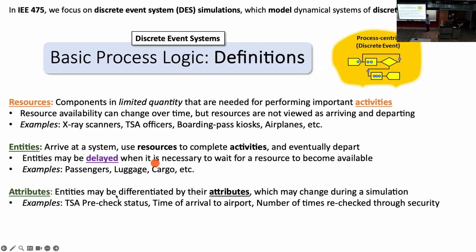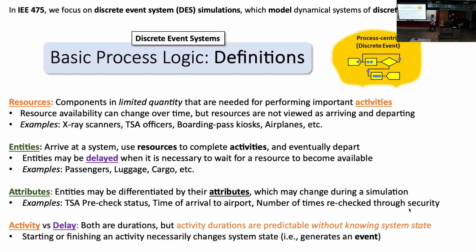Examples of that: whether someone has TSA pre-check status, when they arrived at the airport, the number of times... This is something an attribute can change over the system execution. So you can keep track: this entity has had to get rechecked through security 5 times so far. They're really unlucky. Well, maybe as they increase the number of times they go through security, we're going to prioritize them. So if you've already been through security once, then maybe you don't have to wait in line. We will grab you out of the queue based on this attribute, which we can change while we're running the sim. And then, activity versus delay, just emphasizing this: activity is an input, delay is an output.